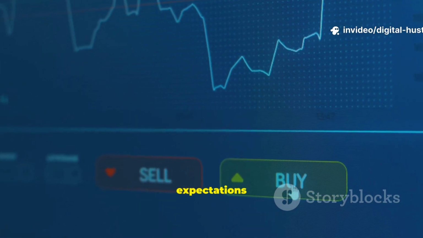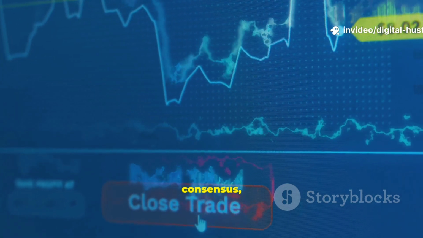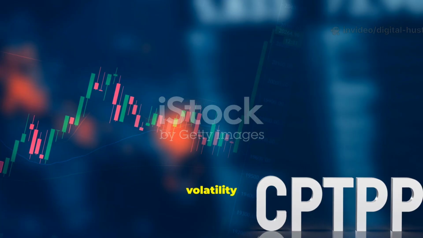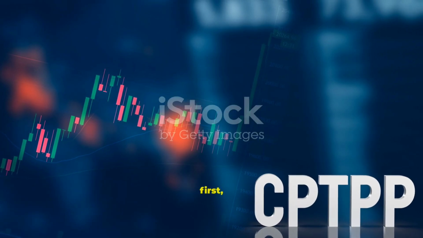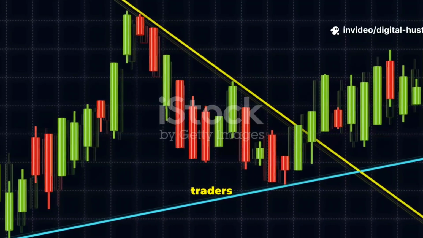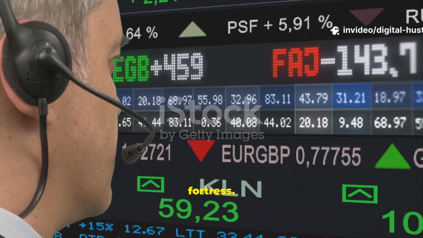Markets price in expectations. If the actual CPI is higher or lower than consensus, we get volatility. That volatility shows up in FX, bonds, and equities, sometimes violent at first, then a directional move as traders reprice interest rate expectations. First, let's build your fortress.